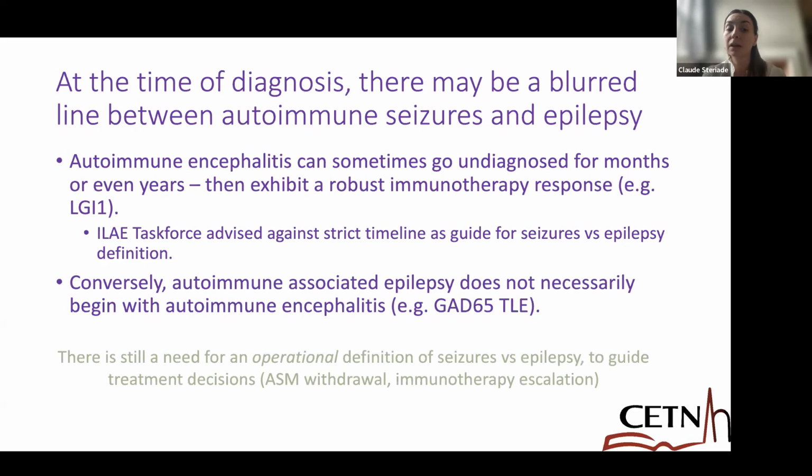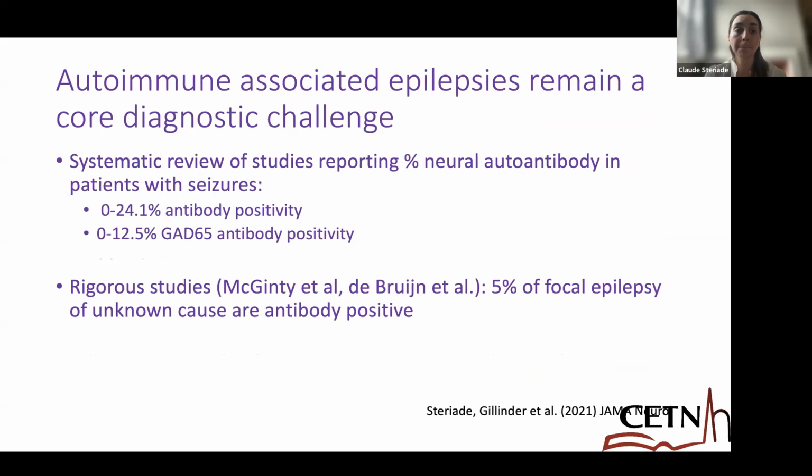And ultimately, what we need now is an operational definition, because that's really what's going to guide us in treating these patients, whether we can get them off anti-seizure meds and whether we need to escalate immunotherapy if the primary driving factor is active neuroinflammation. And so the primary group of patients that we struggle with identifying diagnostically is the second group, the autoimmune associated epilepsy group. So the patients that don't clearly have phenotypically an autoimmune encephalitis, but do have an autoimmune cause of seizures.